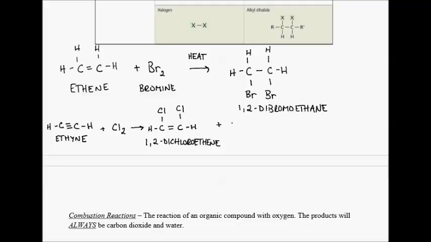But then what we can do is add more chlorine, heat, and then break one of the double bonds. So we're still left with the H's and the chlorines from before, but now where the double bond was broken, we can add a chlorine to each carbon, and we end up with 1,1,2,2-tetrachloroethane.